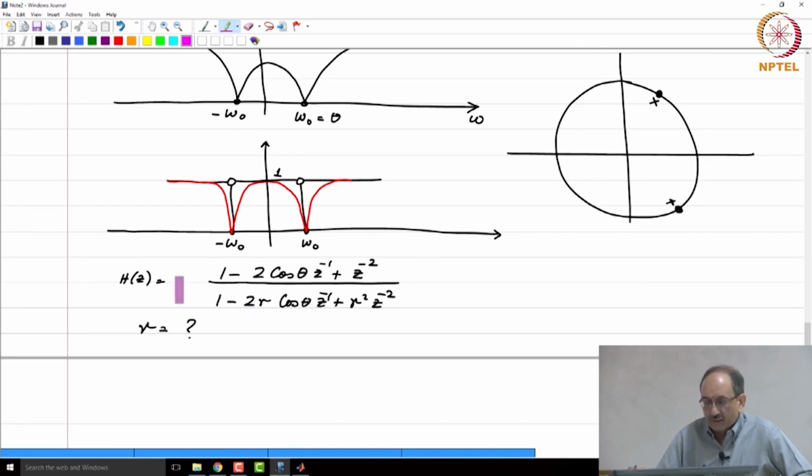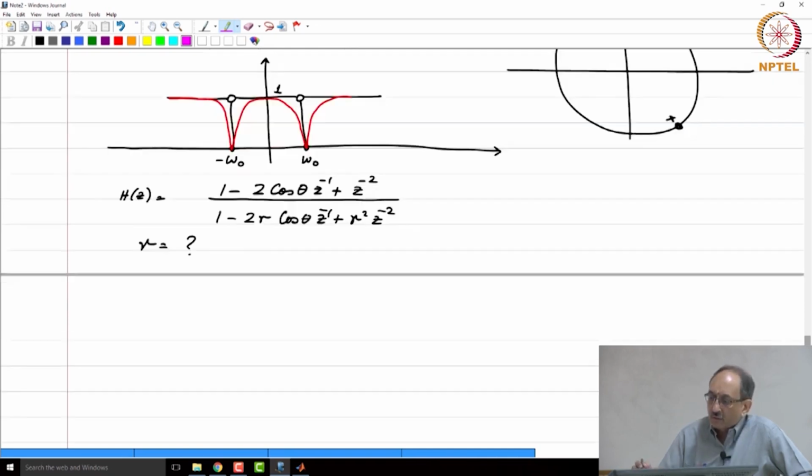So you will write this as y of n equals x of n minus 2 cos theta x of n minus 1 plus x of n minus 2, and then plus 2r cos theta y of n minus 1 minus y of n minus 2. So this is the difference equation you will implement in practice. It does not depend on how quickly or how slowly the impulse response decays. So that's not an issue.